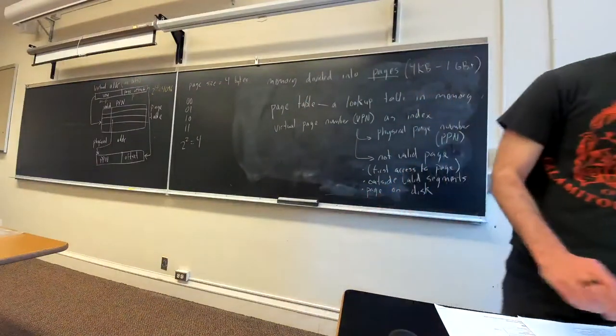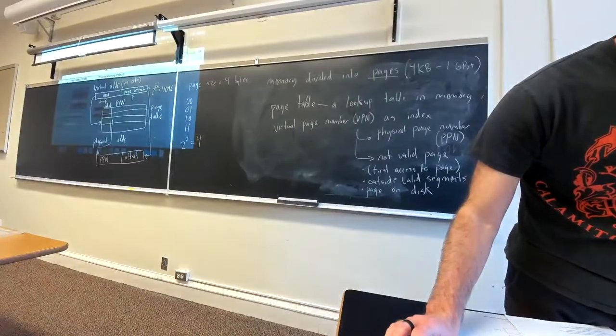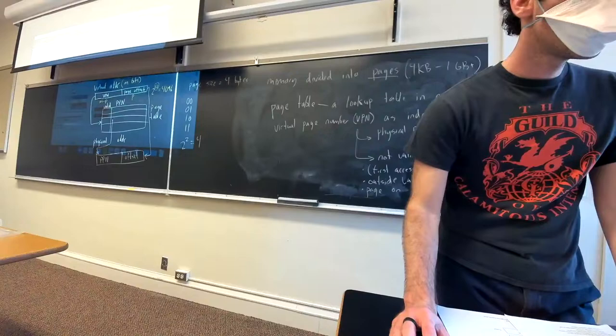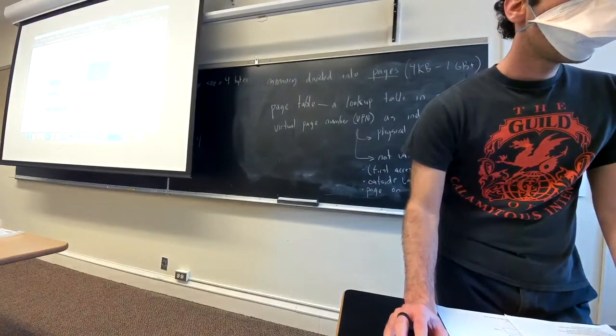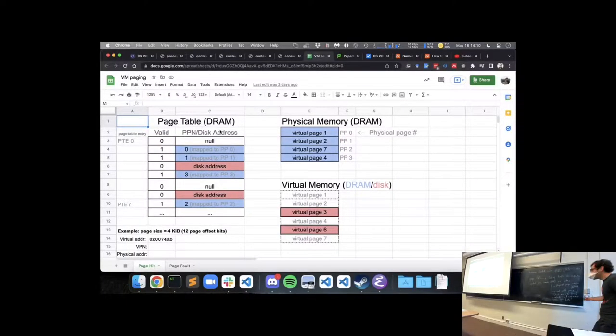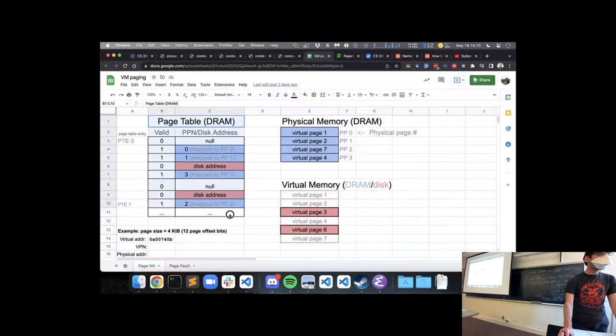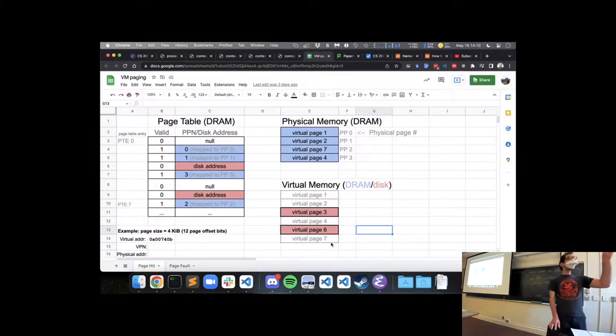Other questions? All right, let's look at a visual example. What I am showing here is the page table, which is located in main memory in DRAM, and it has this same structure as a valid bit and then a physical page number. And here we have a very small physical memory, it just has room for these four pages, and our virtual memory has room for six pages, but only four of them can actually be in memory at any given time, and the other two will only exist on the disk.